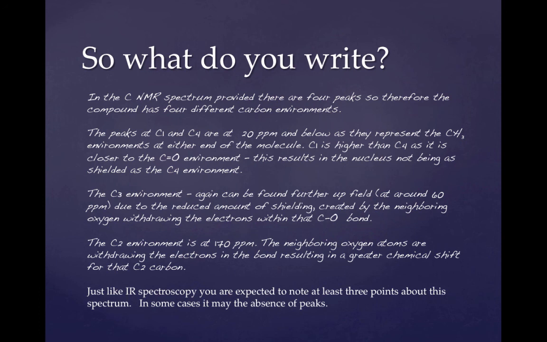The C3 environment, again, can be found further upfield at around 60 parts per million due to the reduced amount of shielding created by the neighbouring oxygen atom withdrawing the electrons within that carbon-oxygen bond. The C2 environment is at 170 parts per million. The neighbouring oxygen atoms are withdrawing the electrons in the bond, resulting in a greater chemical shift for the C2 carbon environment.